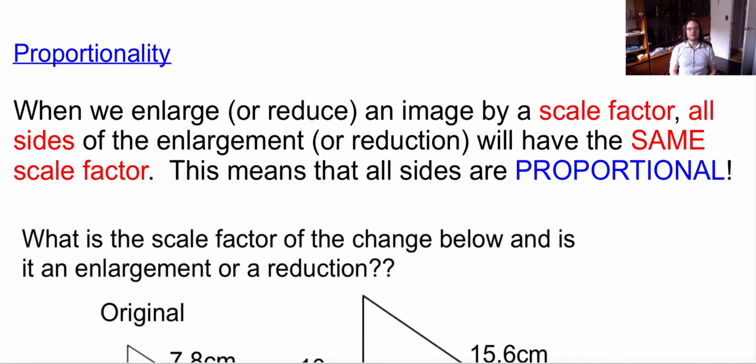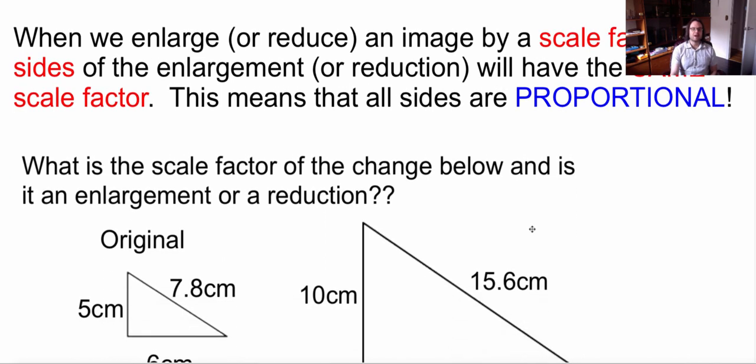So now a key thing for enlargements and reductions is something called proportionality. When we enlarge or reduce an image by a scale factor, all the sides of the enlargement or reduction will have the same scale factor. This means that all sides must be proportional. So let's take an example here.